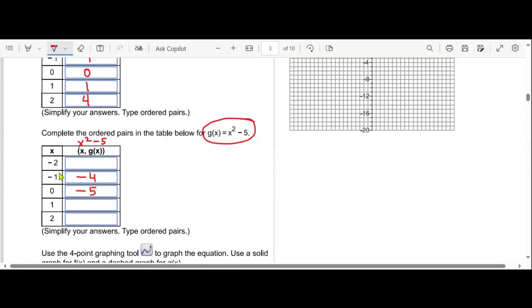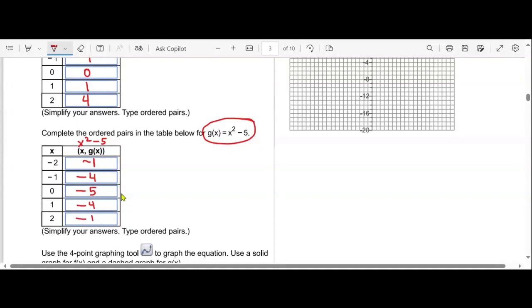Negative 2 squared will be 4, minus 5 gives minus 1. So it's going to be 4 minus 5, which is minus 1, correct? Okay. G of 1? Minus 4. G of 2? Minus 1.